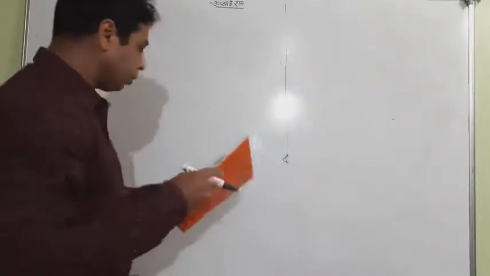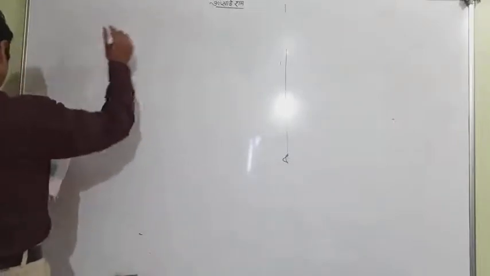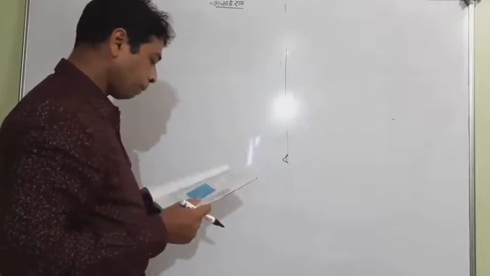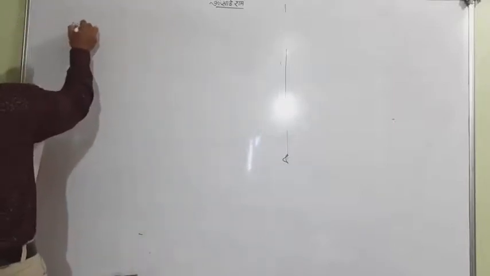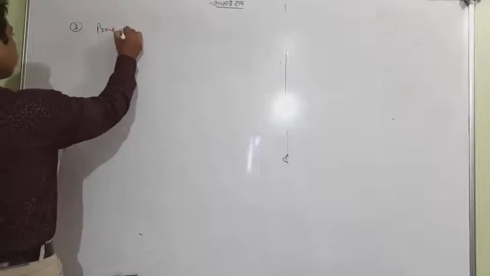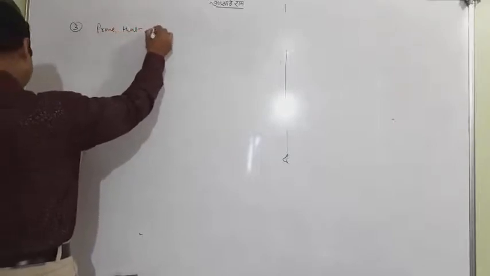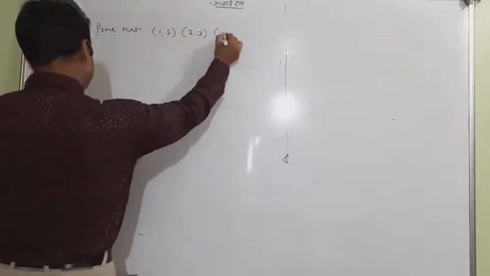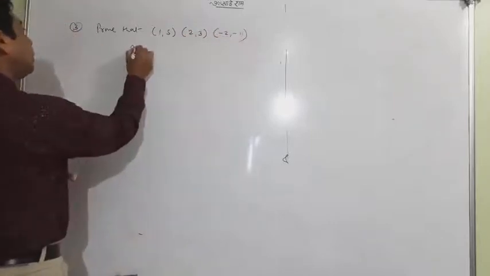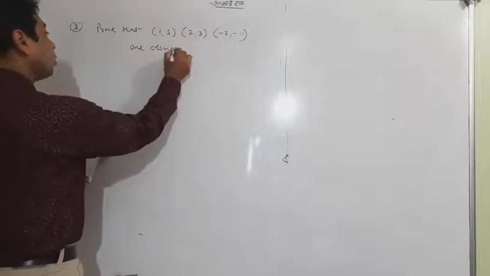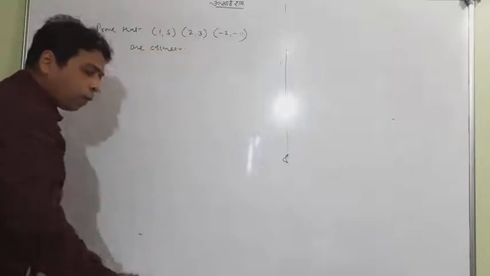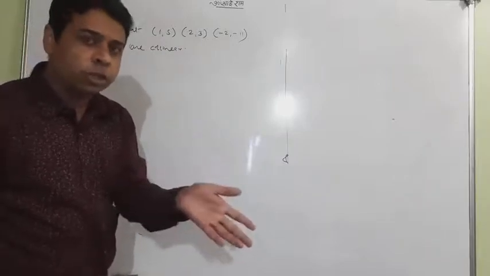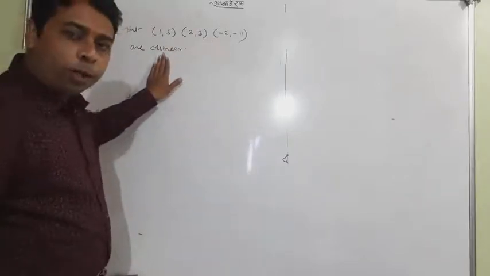Now we have question number three of the exercise. Prove that 1, 5, 2, 3, and minus 2, minus 11 are collinear. Students, this is one other application of the distance law. We have to show points are collinear.